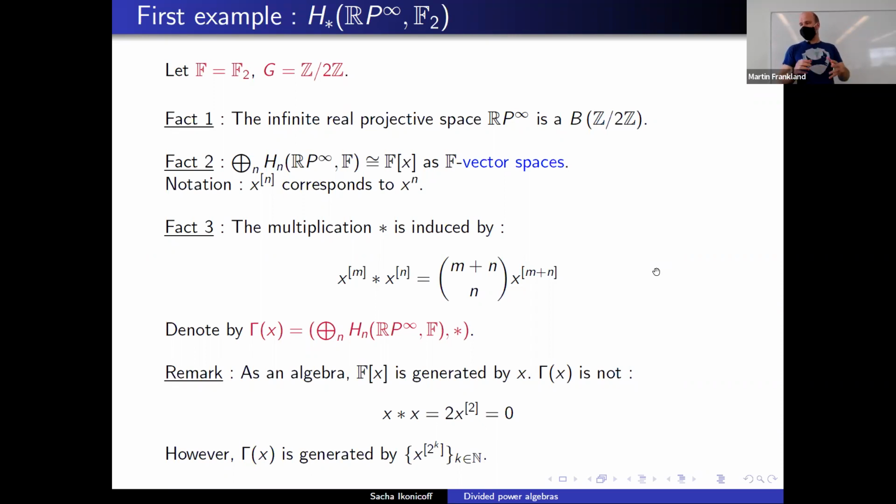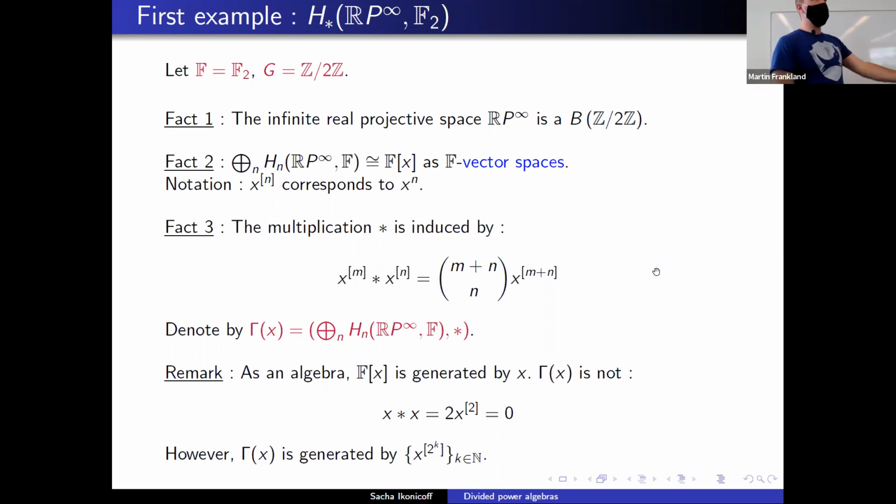And this algebraic structure, I will denote it by gamma x. So it's the polynomial algebra with this weird multiplication that has a coefficient. As an algebra, it's not isomorphic to the algebra of polynomial because, for example, it's not generated by x. If you multiply x by itself, you get 2x bracket 2, and we're in characteristic 2, so that is equal to 0. But we can give a list of generators, which will be the x bracket 2 to the k.